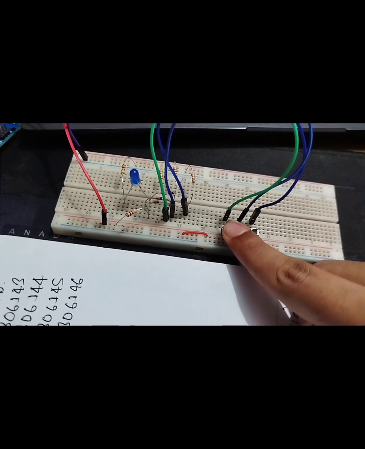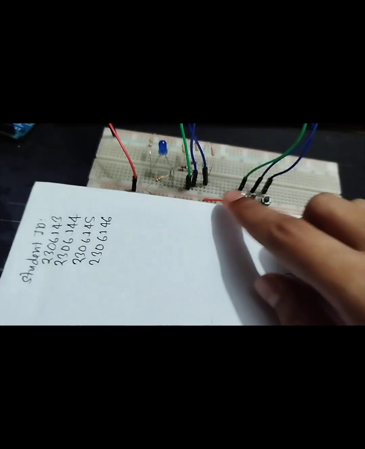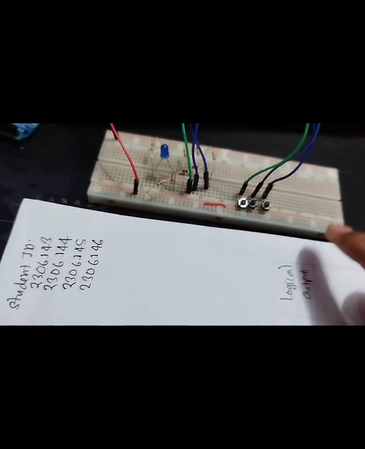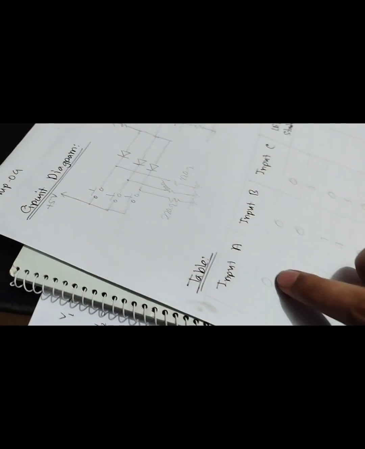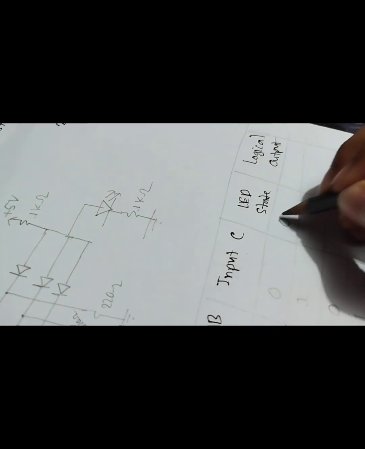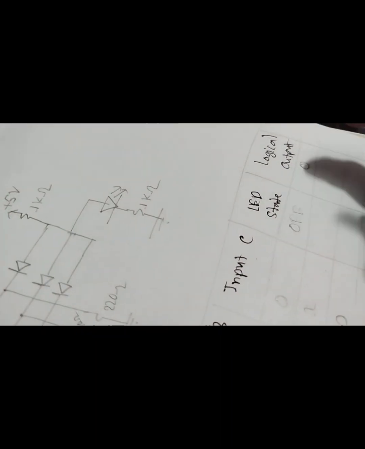If we click, it says this is 1. Input A is 1 and every other is 0. That means when no switch is clicked, all inputs are 0. So for 0, 0 and 0, the LED state is turned off. So LED state off, logical output 0. The logical output will be 1 for LED state on.